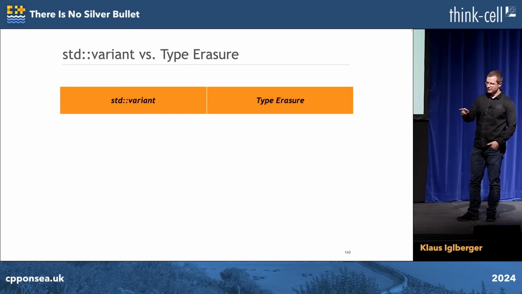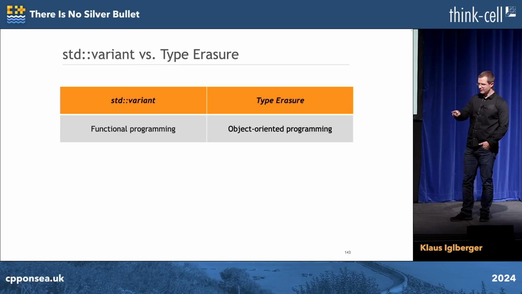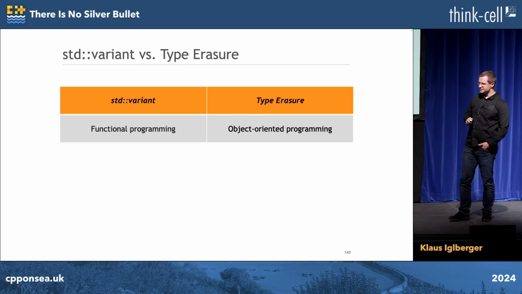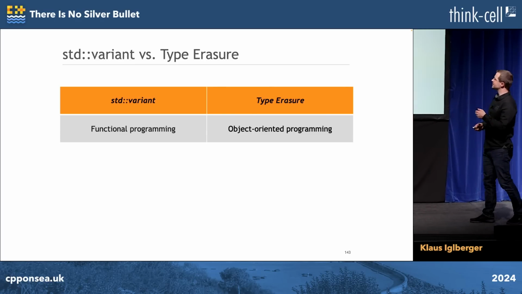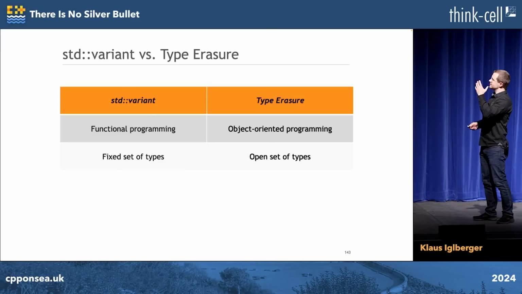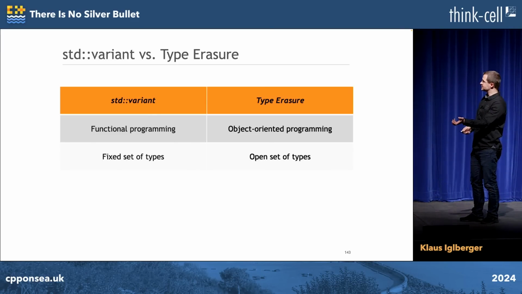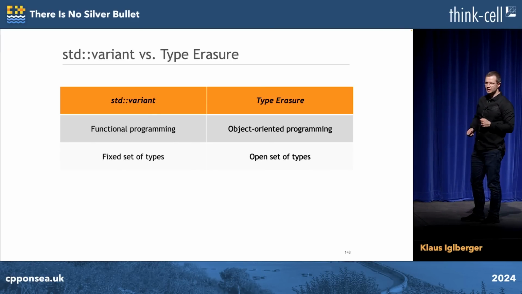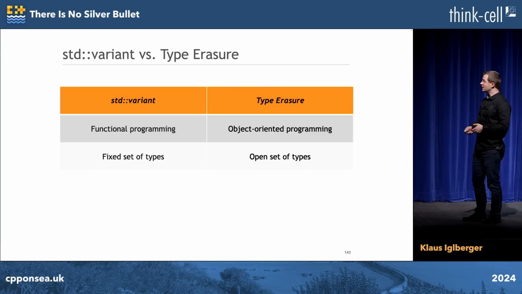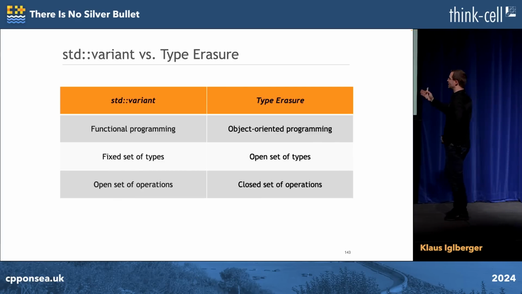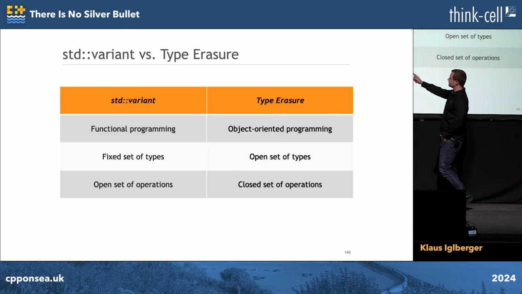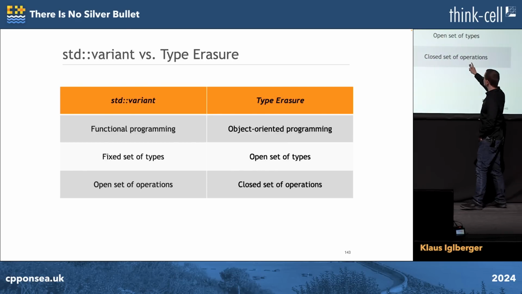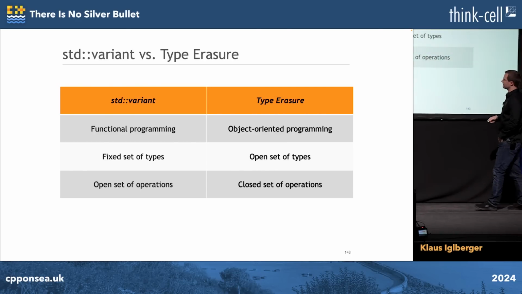So the variant, as I said before, is more the functional style. Type erasure is more the object-oriented style, the value-based object-oriented style. Variant, you use if you have a fixed set of types. Type erasure is the thing that you use if you have an open set of types. And vice versa: if you know that you want to extend operations primarily, then variant is your thing. If you have a fixed set of operations, then perhaps you're over here.